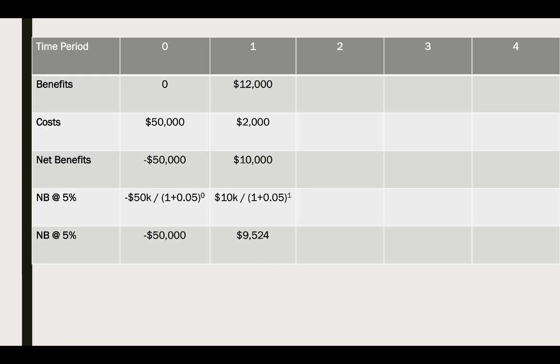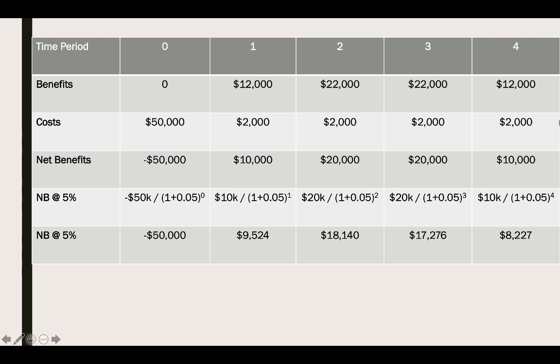So now we're going into the future. My time period 0 is the present day. Now I'm going 1 year into the future, and I am finding the future value of my present money, that of $10,000, my net benefits. That's my present money. I have to discount it, and that's my future value at a 5% discount rate, or a 5% interest rate. So I've got $9,500 in benefits in year 1.